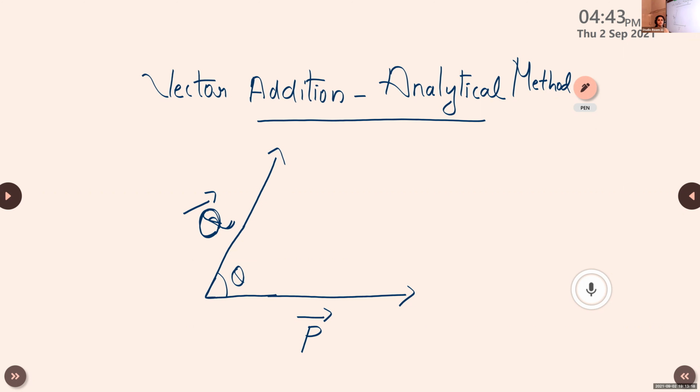So here we are going to find the resultant vector of this case. We arrange the vectors P and Q like this. They are joined from a point and thereby make an angle theta. Okay, then students, by observing this figure, can you say how we can find the resultant vector here?